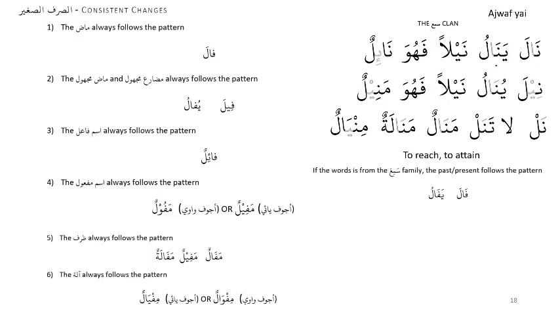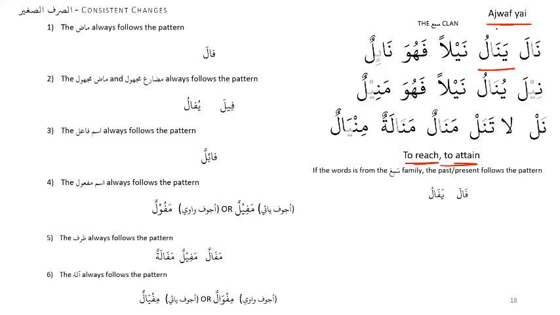Next is nala yanalu. Just to help you remember this, it means to reach or to attain. There is a famous ayah, lan tanalul birra hatta tunfiqu mimma tuhibbun, that you will not reach or attain piety until you spend that which you love. So lan tanal al-birr, that's tanala because it is second person. In third person it would be yanalu. So nala yanalu basically means to reach or to attain.